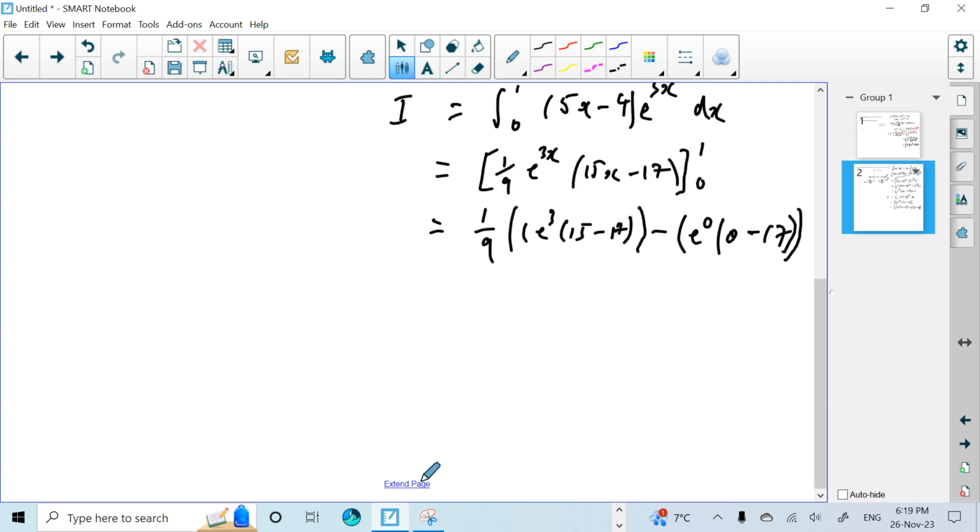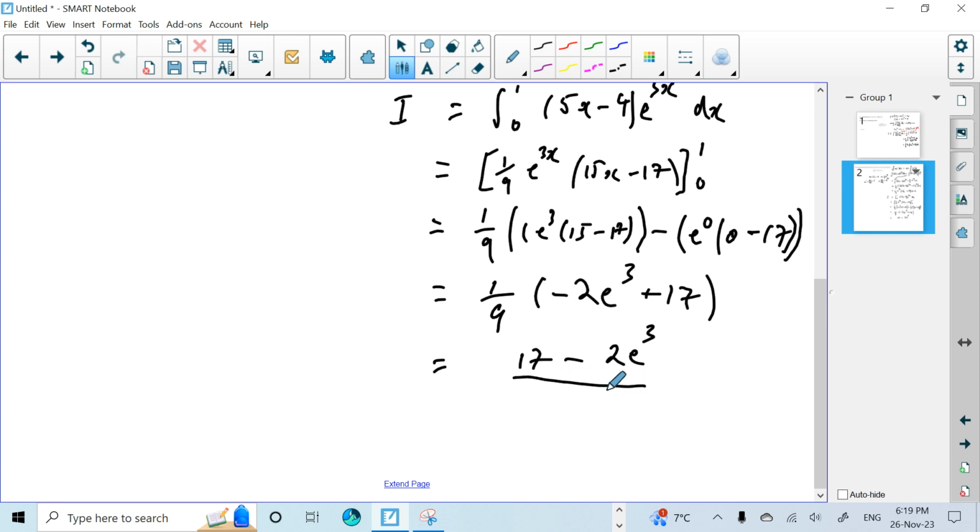So we need to extend the page, and let's tidy up. We've got 1 over 9 brackets minus 2e cubed plus 17. Yeah, and that's our answer. Or we could simplify it to say 17 minus 2e cubed all over 9. And that's the job done.